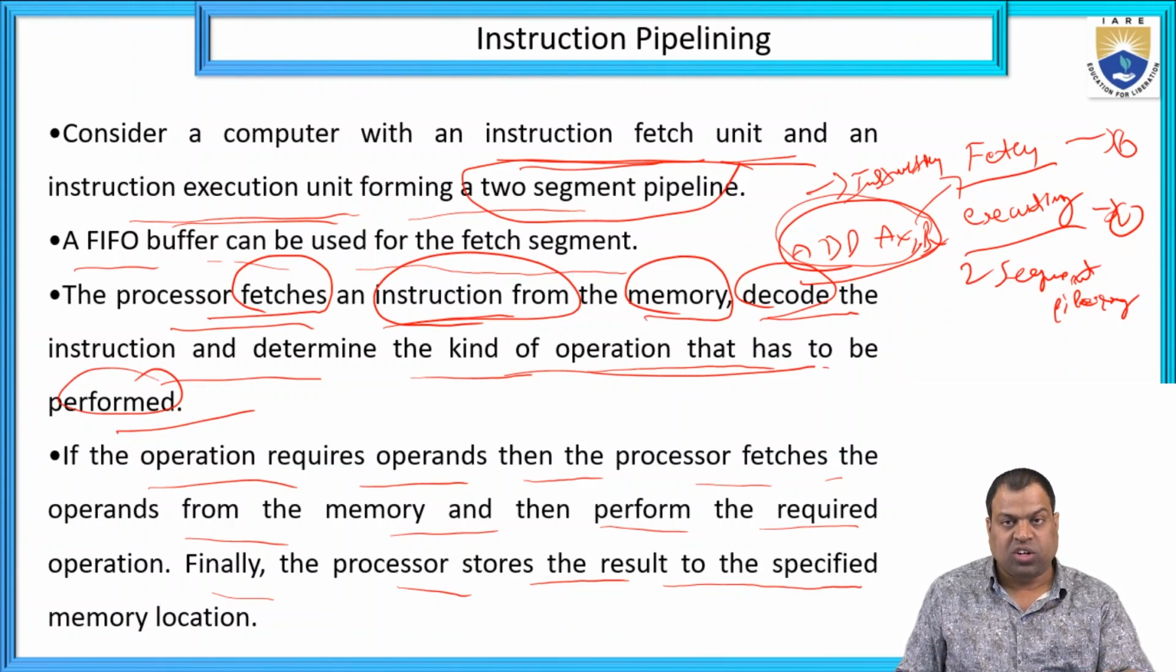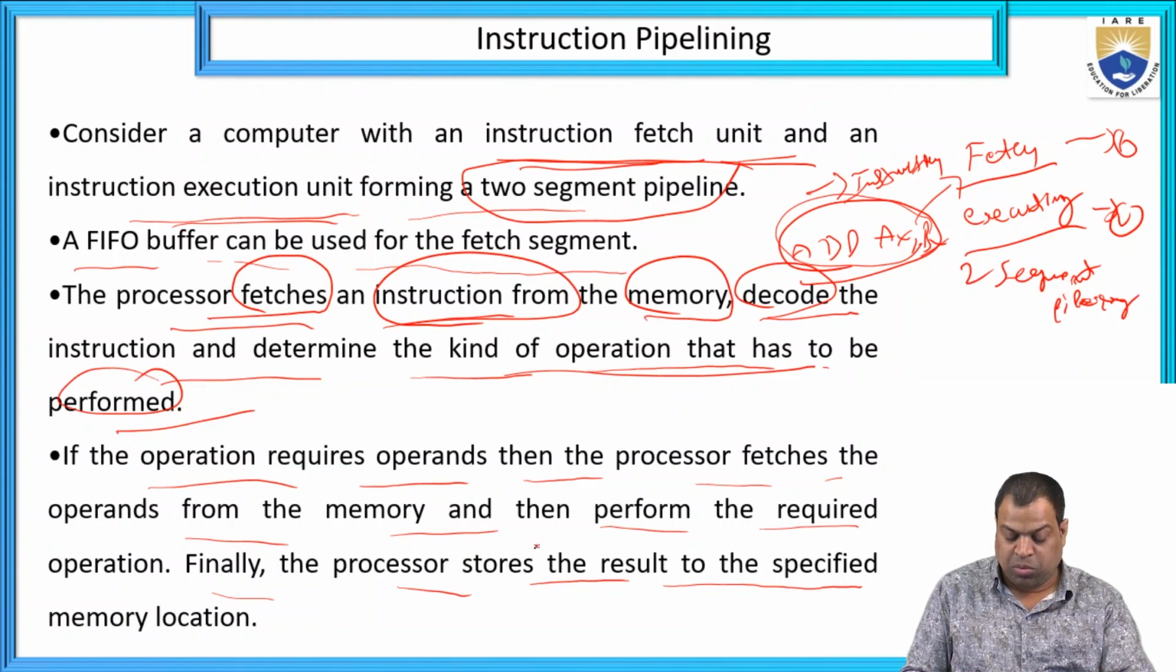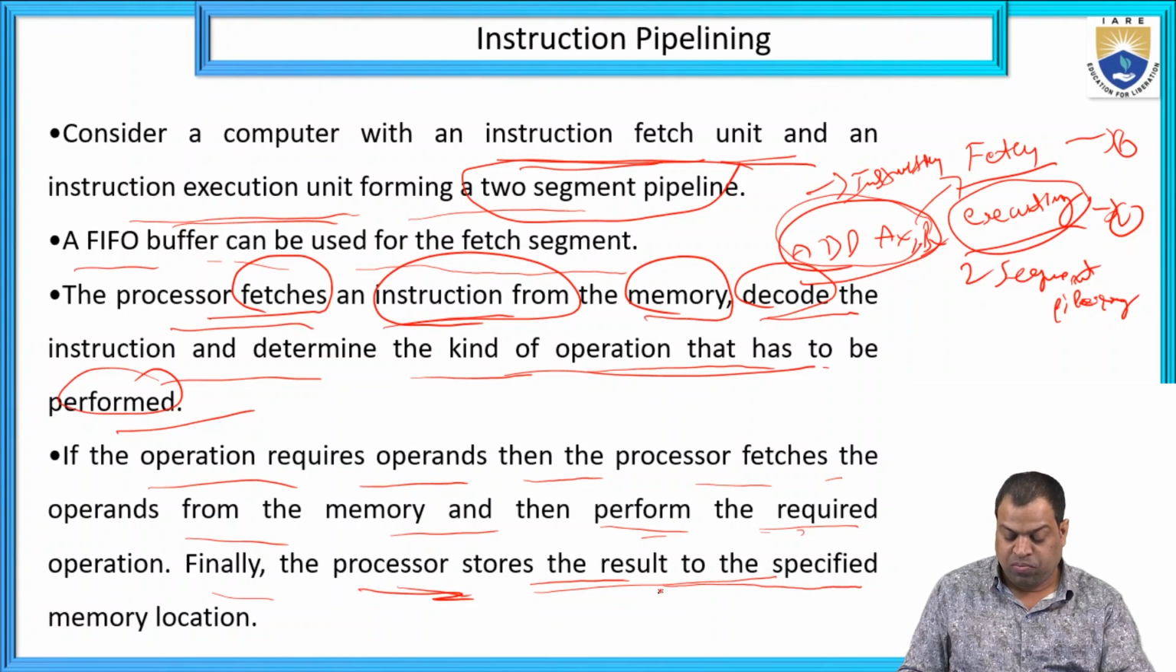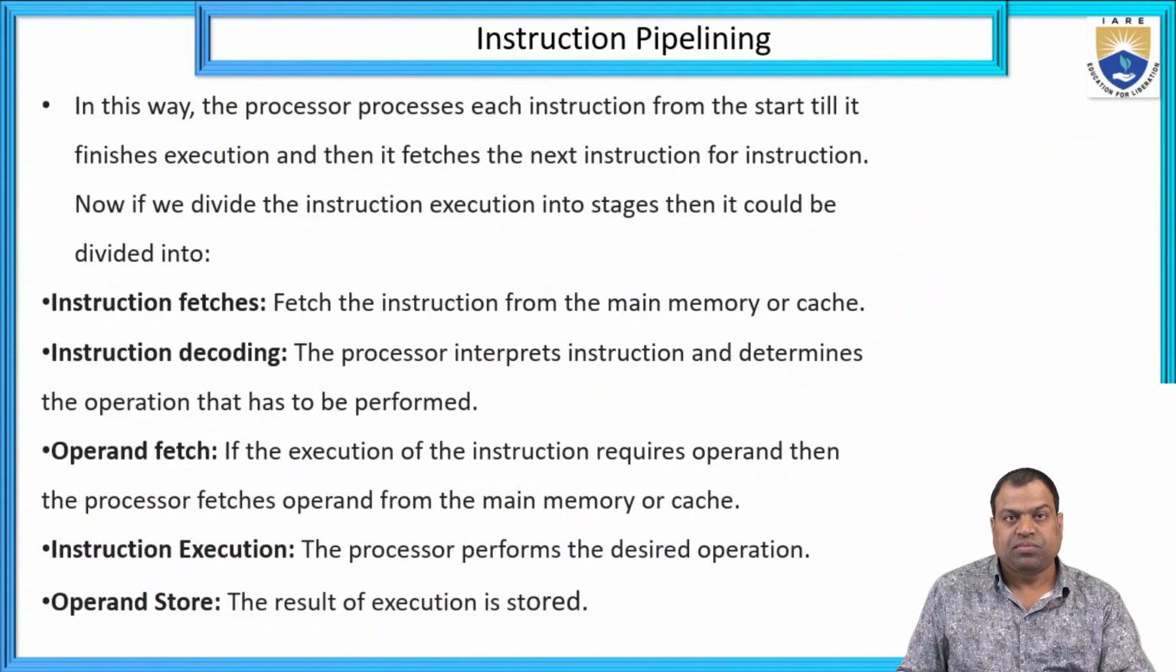When the operation requires operands, all operands are available. Why? Because the processor fetched the related operands from the memory, performed the required operation, and stored the result. Fetching is completed, decoding is completed, execution is completed. So what is the final answer after executing? What is the result of executing this? That result is to be stored in a specified memory location.